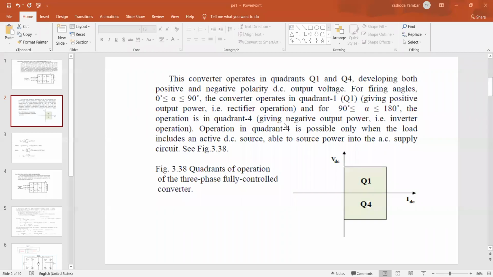Right. So, 4-quadrant operation: the fully controlled converter operates in 2 quadrants, one with alpha less than 90 and the other with alpha greater than 90. With that, the machine can be operated as a motor, and it can also act as a generator. Right. So let us move into the derivation part.